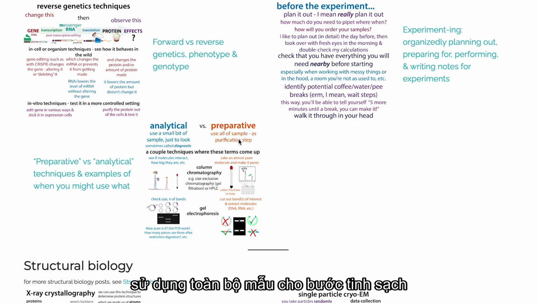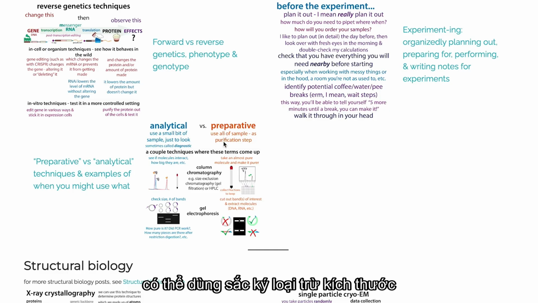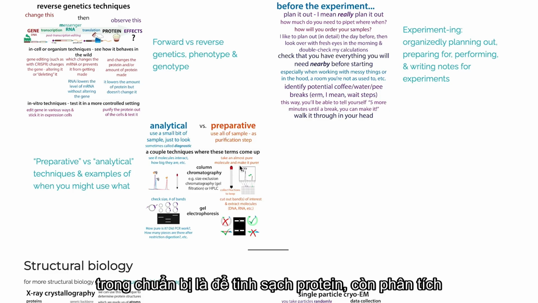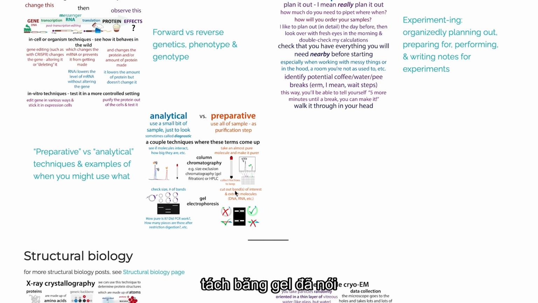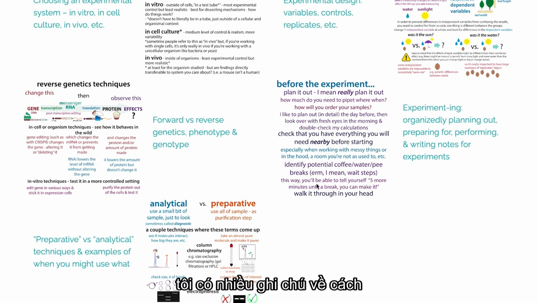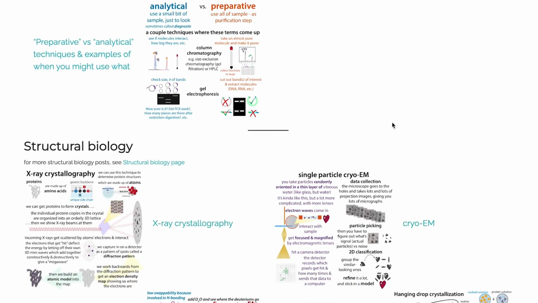Whereas preparative, here you're trying to basically use all of your sample as a purification step. So you might be using size exclusion chromatography. In the case of preparative, you'd be doing it to purify the proteins. In the case of analytical, you're just trying to see if they interact and stuff. And in the case of gel electrophoresis, here you might be doing something like one of those gel extractions we talked about. And then also I have a bunch of notes on some basic strategies to think about when you're planning experiments and when you're actually performing them.